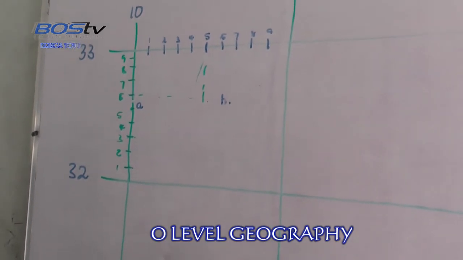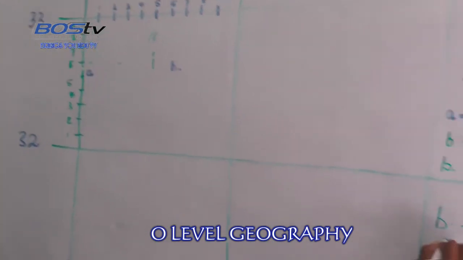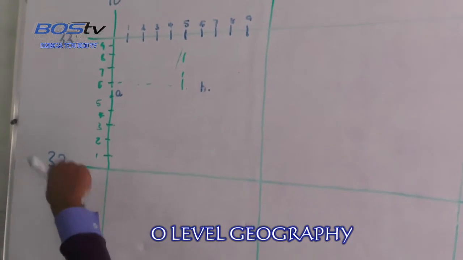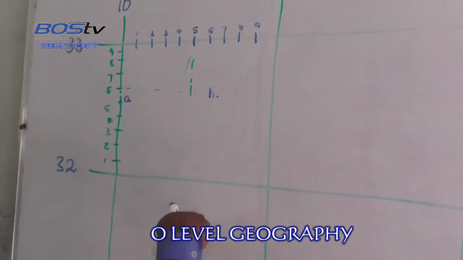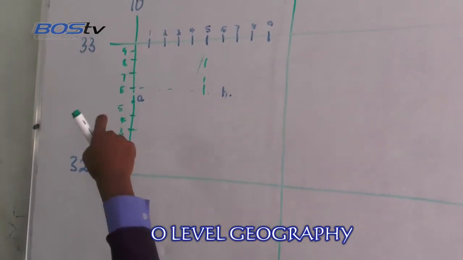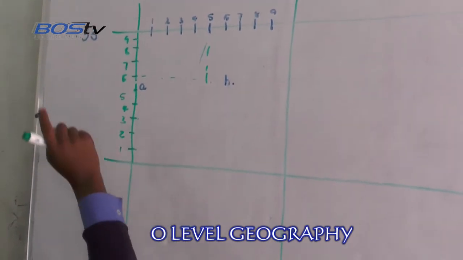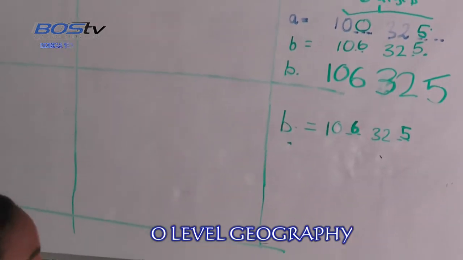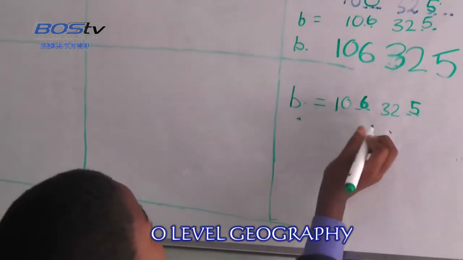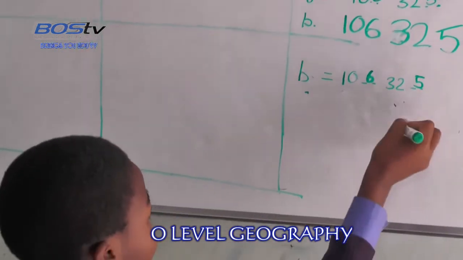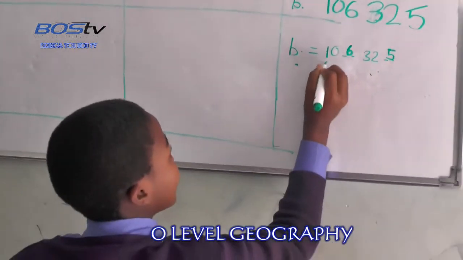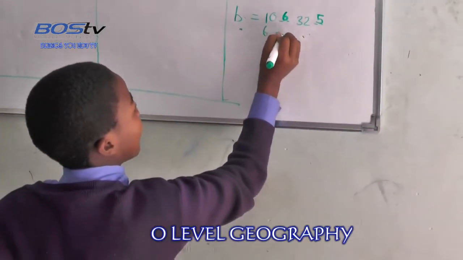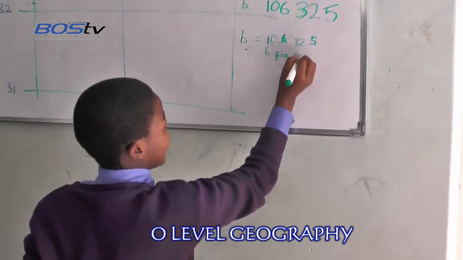And the northings now. B is in between 32 and 33. So we want to find the exact position of B between 32 and 33, and that's 5. So we count, the digits are now 6. If they are 6, that means it's the 6th figure grid reference.